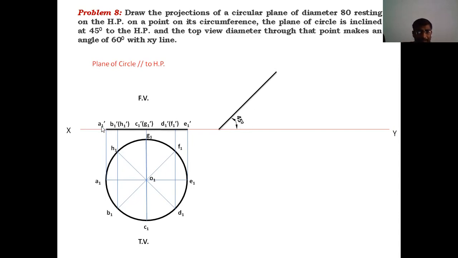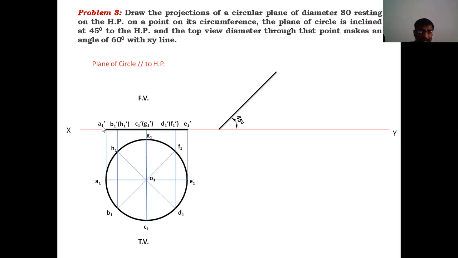The line length must be equal to this line length. How much is this line length? It is equal to the diameter of the circle. What is the diameter of the circle? It is 80 mm. So you have to draw the 80 mm length at an angle of 45 degrees, and locate these points on this inclined line.